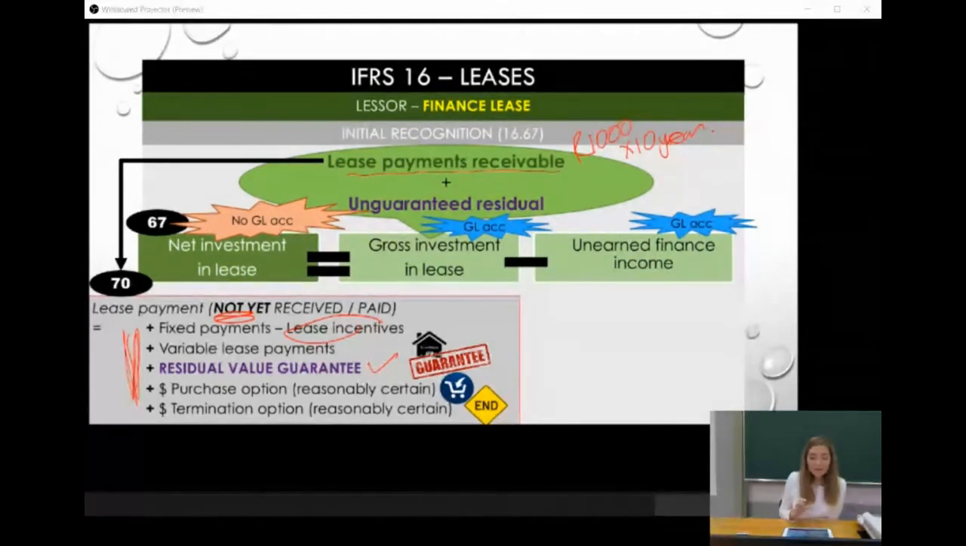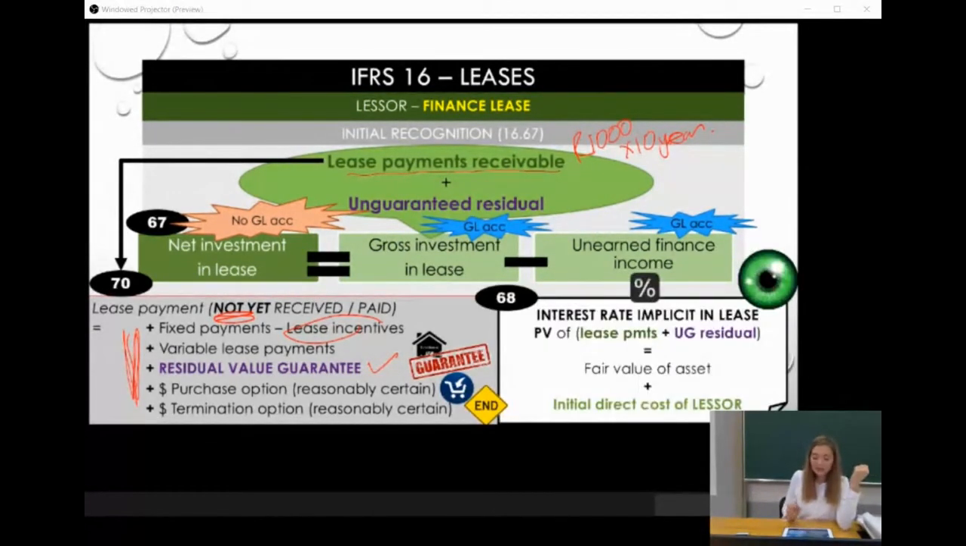Now we have to deduct from that gross amount the unearned finance income. So that's finance income that we are still going to earn over the period of the lease. So the unearned finance income, how do we calculate that now? We calculate that using the interest rate implicit in the lease. Okay, and remember now for the lessor, we will not have an option to use the incremental borrowing rate or anything like that, because the lessor will have all of the information that is needed to calculate the interest rate implicit in the lease.